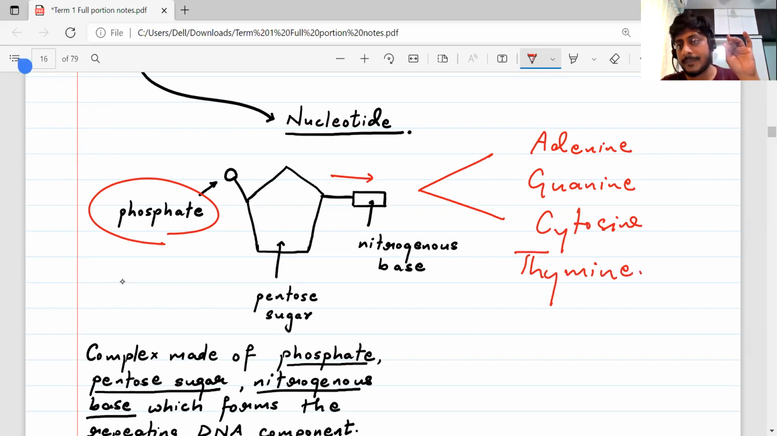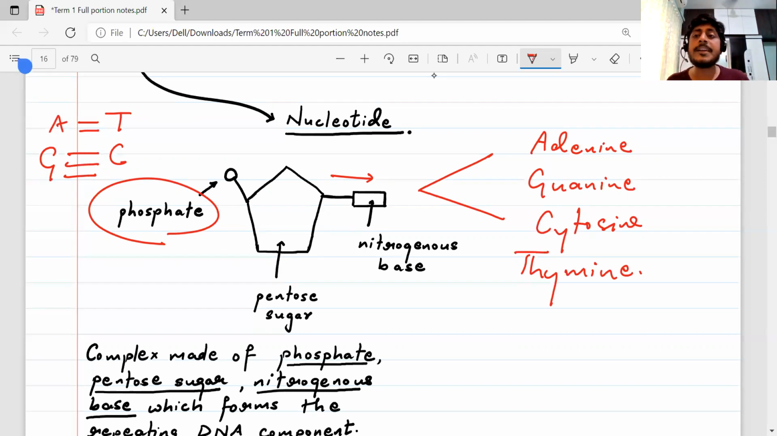Thymine, that is vitamin B1. So adenine pairs with thymine with a double hydrogen bond. A with T is with a double hydrogen bond. And guanine pairs with cytosine. That's a triple hydrogen bond that is present.